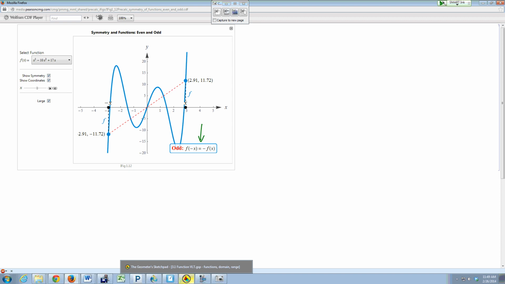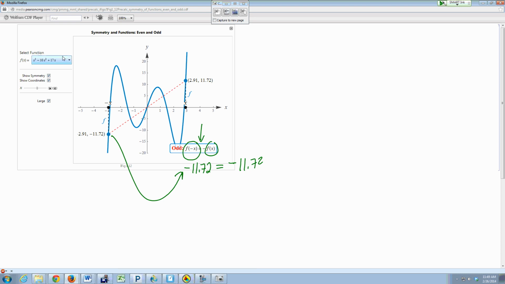If I put x into the function and then I put -x into the function, what are the results? F of -x, which from this picture is -11.72. It doesn't equal 11.72, which is f of x. It equals the opposite of f of x. So to show odd functions, let's take a look at this. Write this down. F of x equals x to the 5th minus 10x cubed plus 17x.